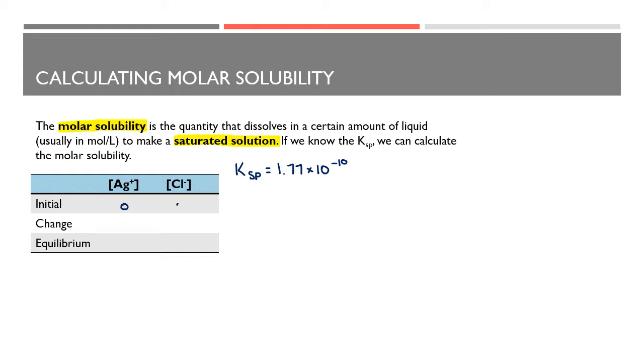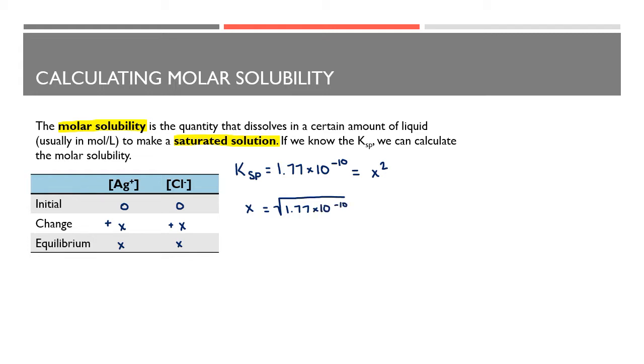Now I'm going to set up this ICE box with 0 as my initial concentration of my ions. The change in concentration will be plus x for each because of the stoichiometry, the balanced equation, and the equilibrium concentration will be represented by an x for each. So the Ksp is really equal to x squared in this situation.